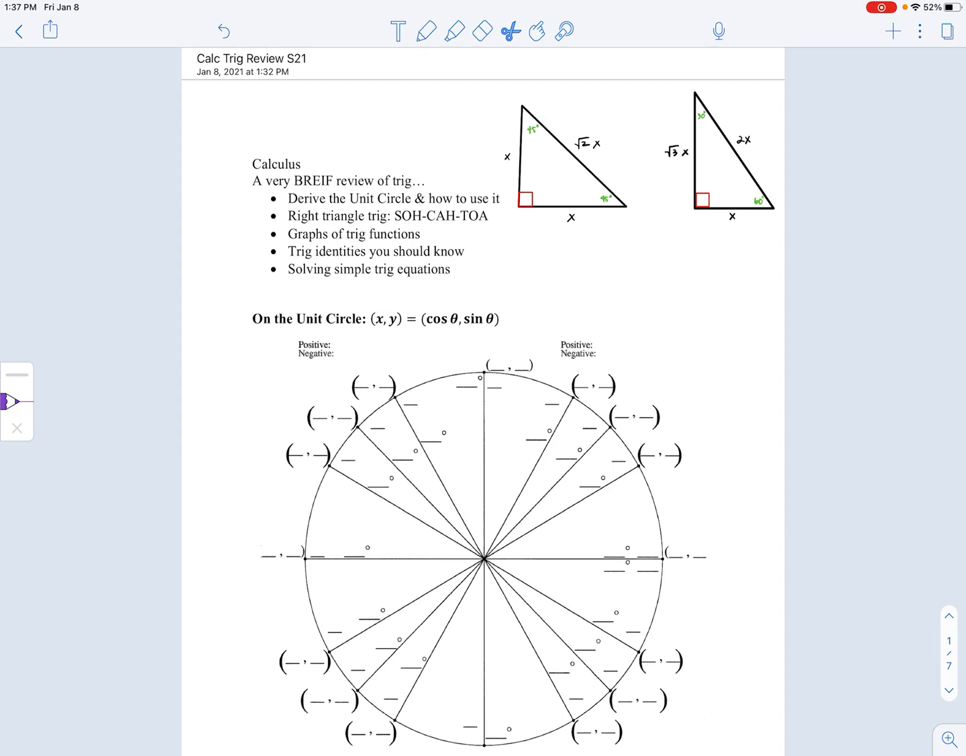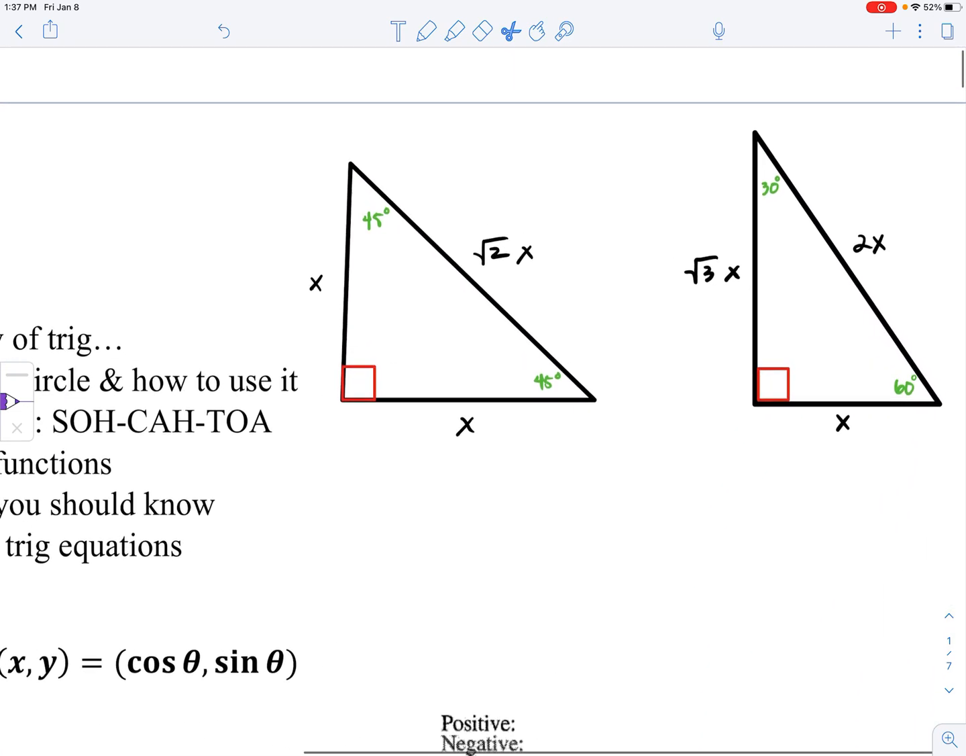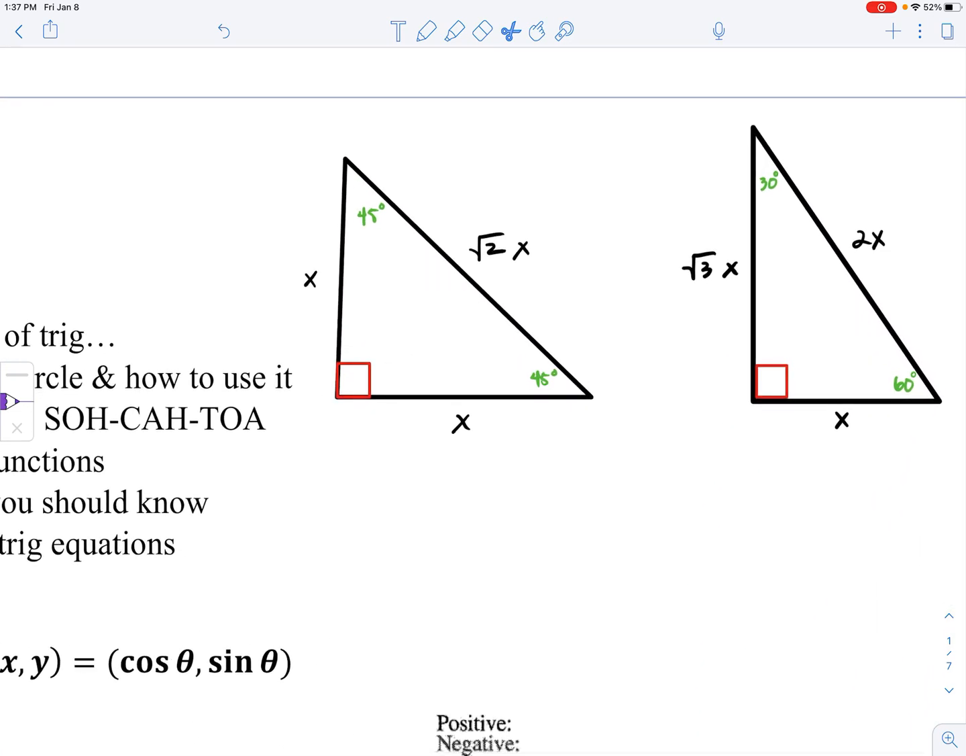Hi guys, this is a very brief review of trigonometry, and that's because all of you have taken pre-calculus and trigonometry last year, so this is just meant to refresh your memory. So I've already drawn a picture of two right triangles. These are the two special right triangles that you should be familiar with, the 45, 45, 90 degree triangle and the 30, 60, 90 triangle.